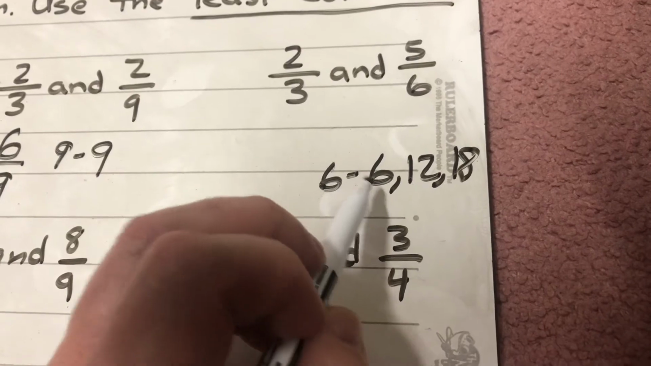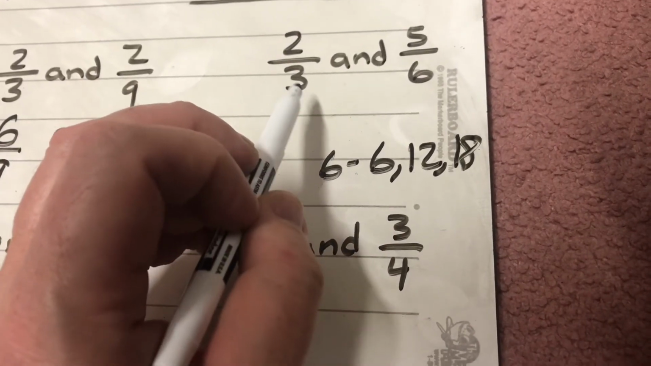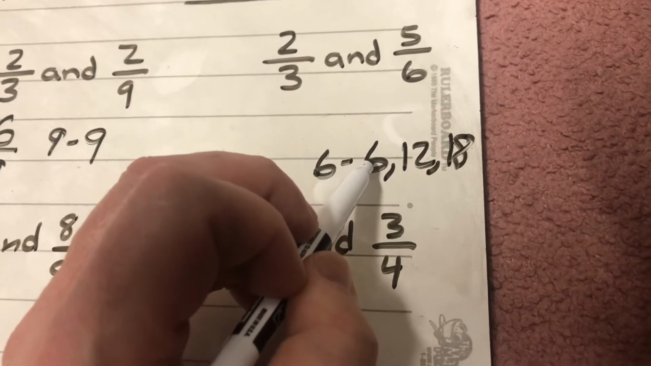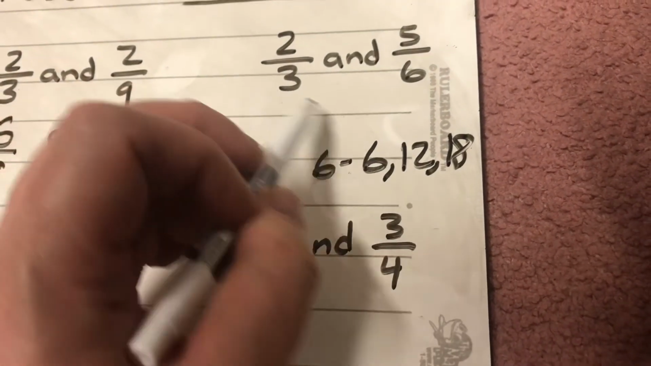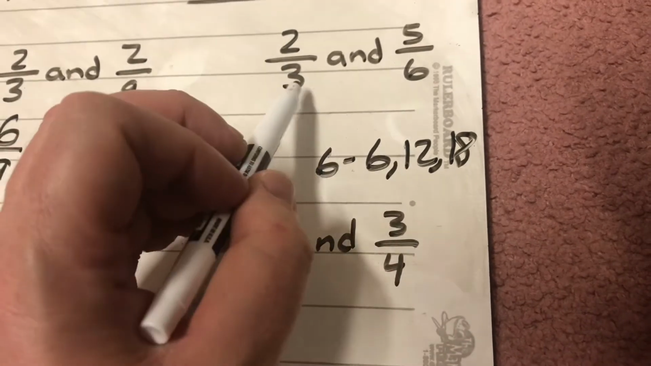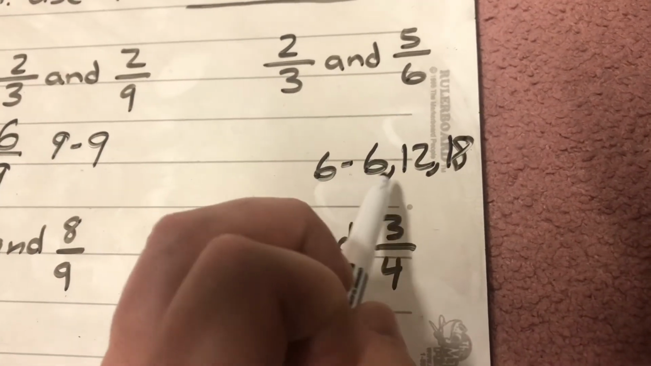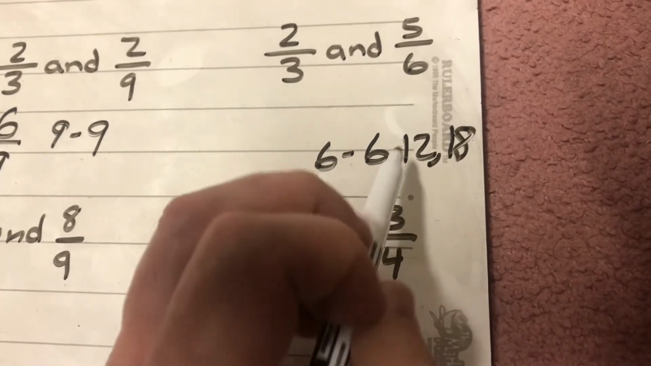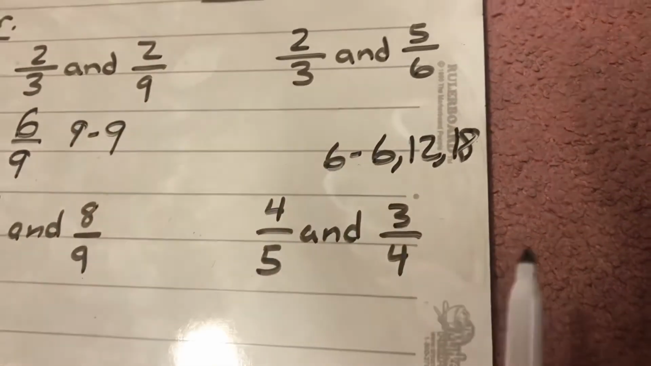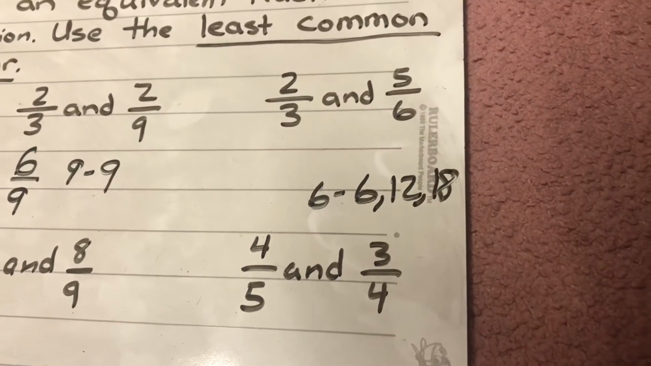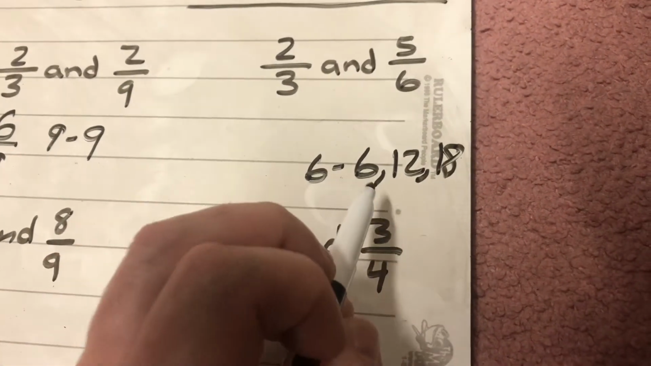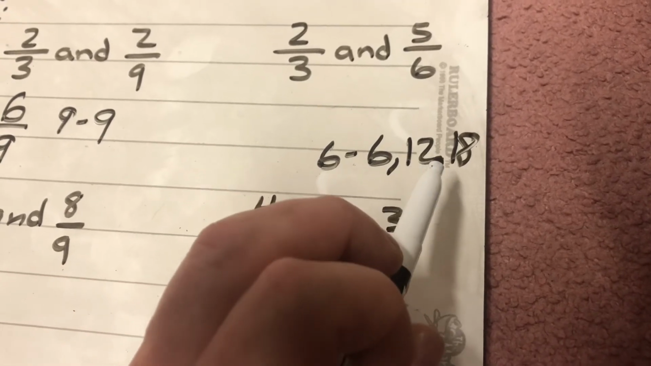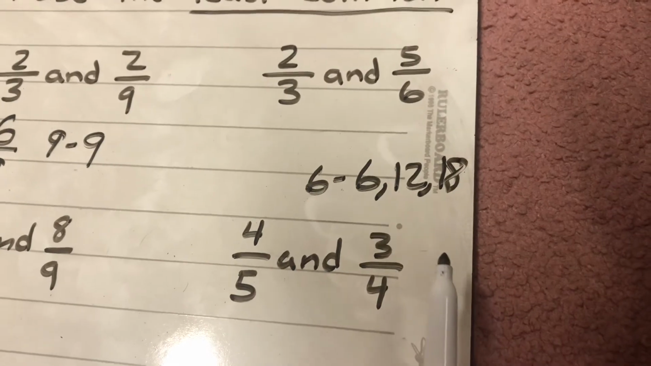First of all, with 6, I know that 3 can evenly go into 6 because 3 times 2 is 6. However, 3 times 4 is 12. 3 times 6 is 18. 6, 12, 18. All of these could be common denominators with 6 and 3. But I'm requiring you to use the least common denominator, which means the first number that you come across when you're thinking about your multiples, that is going to be your least common denominator.